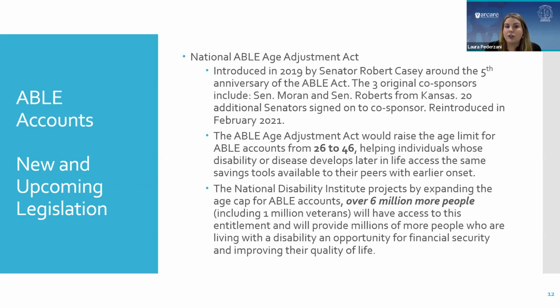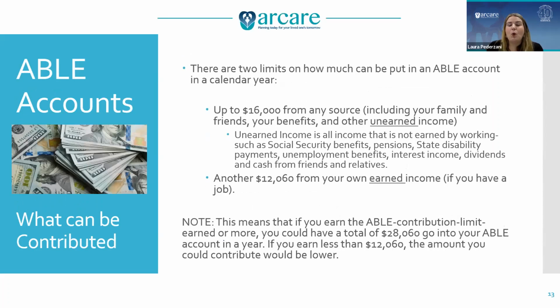This act would actually open the ABLE account and allow over 6 million more people, and that includes 1 million veterans in the United States, to access this entitlement. So we are really pushing for that on the federal level, and we hope pretty soon that will get passed. So what can be contributed to an ABLE account? We talked about who can set it up, who's eligible, who can help them administer and set it up. So what can be put into the account?